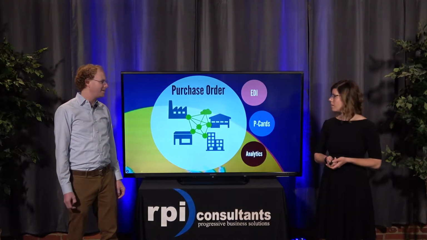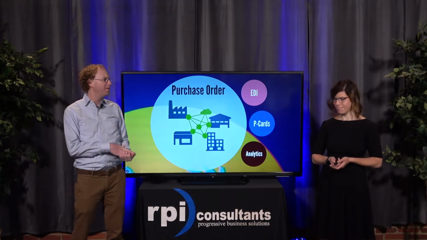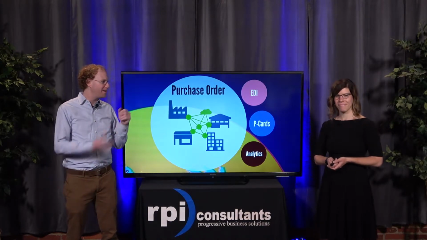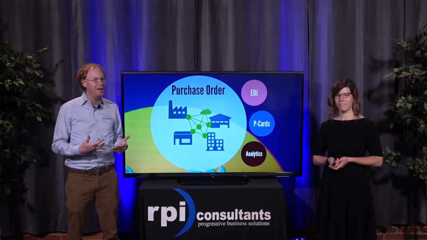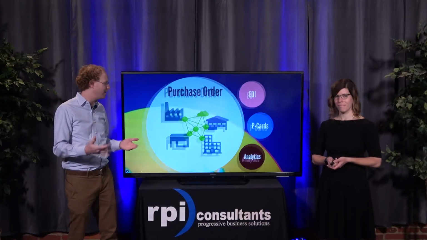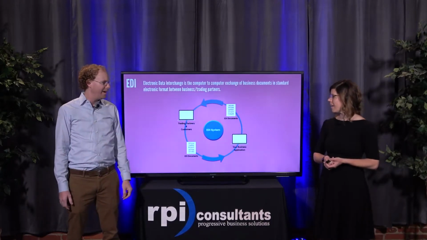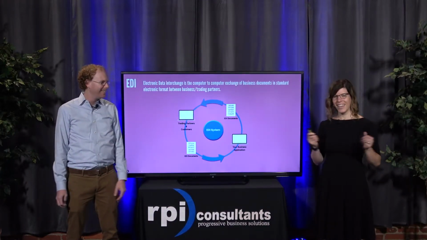Purchase order. All right. So our requisition has been approved. We have contracts for the items we want to order. What's our next step is we need to transmit a purchase order. All right. And the best way to do that is? EDI.